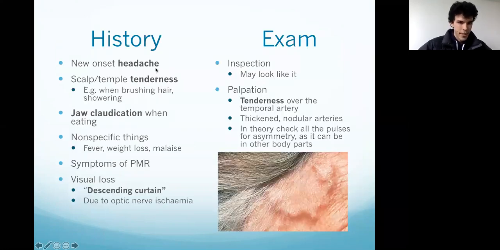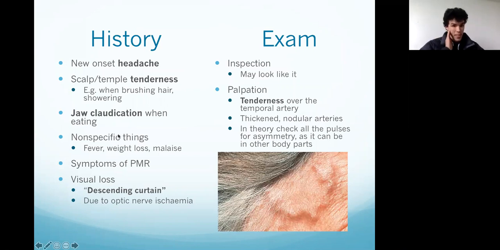So they have a fresh headache with some things like scalp tenderness. So things you can ask them are like washing their hair or brushing it. Jaw claudication, which is when they get pain in their jaw when they're eating over time. And that's essentially like angina for your face. They can still have all these non-specific things and PMR. And the classic thing is visual loss. And that's because they can get arteritis and obstruction in vessels that supply the head of the optic nerve, which can make it quite difficult, obviously, to see.